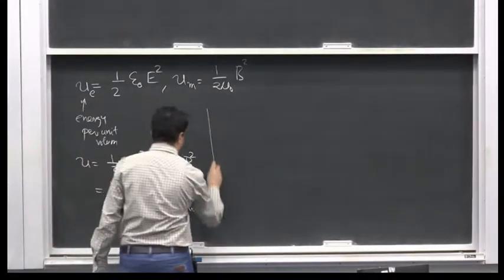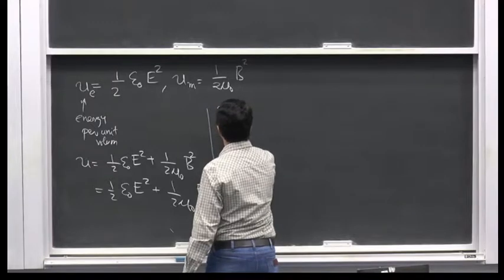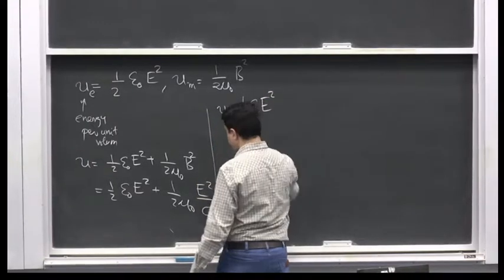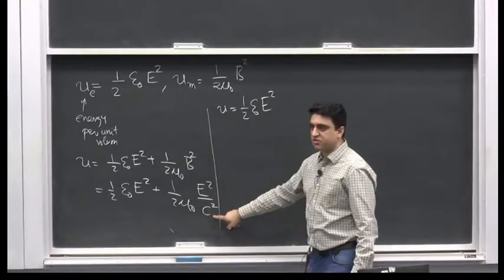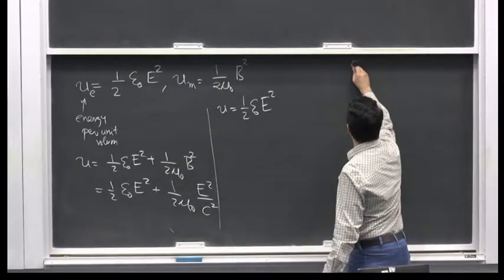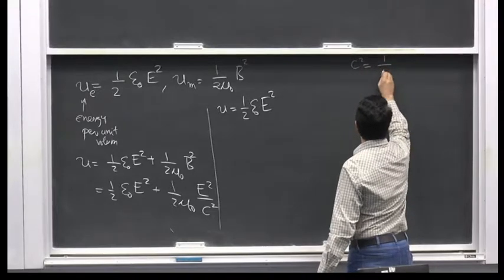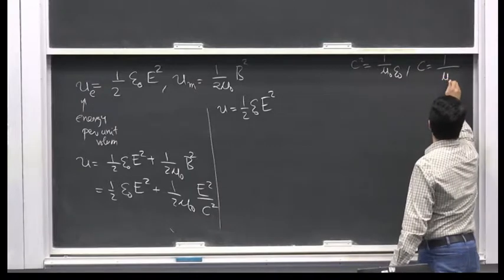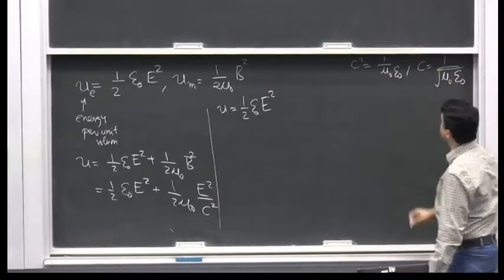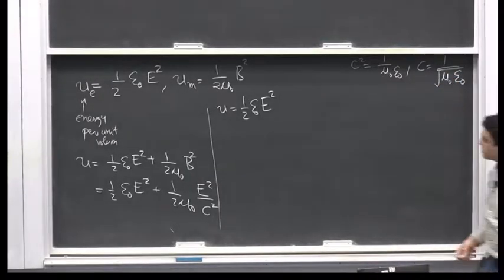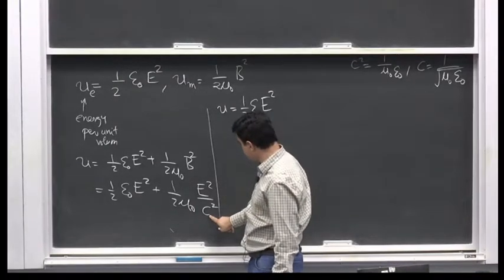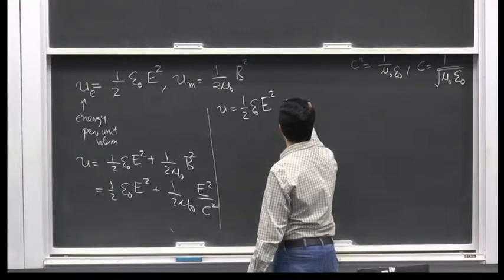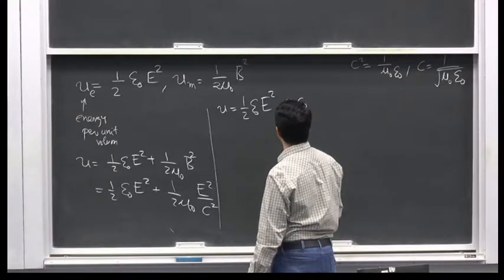So let me rewrite it. U is equal to 1 over 2 epsilon naught E squared plus. Now c squared equals 1 over mu naught epsilon naught, as c is equal to the square root of 1 over mu naught epsilon naught. This is what we had. So this is c squared, and 1 over c squared would be equal to mu naught epsilon naught.